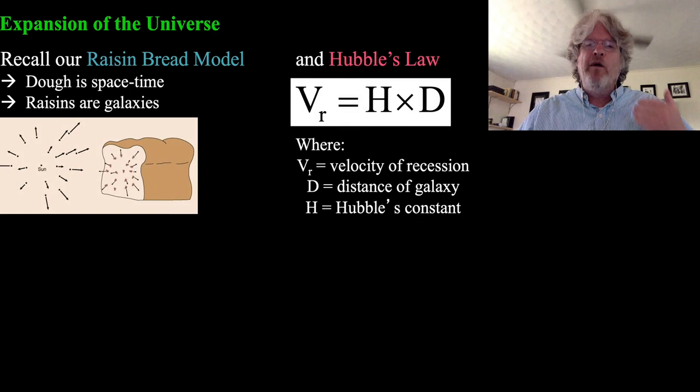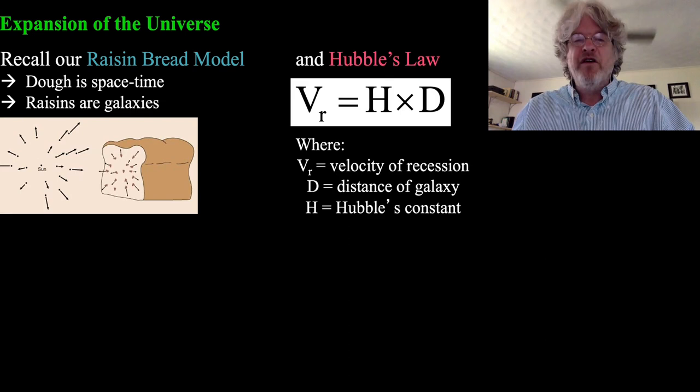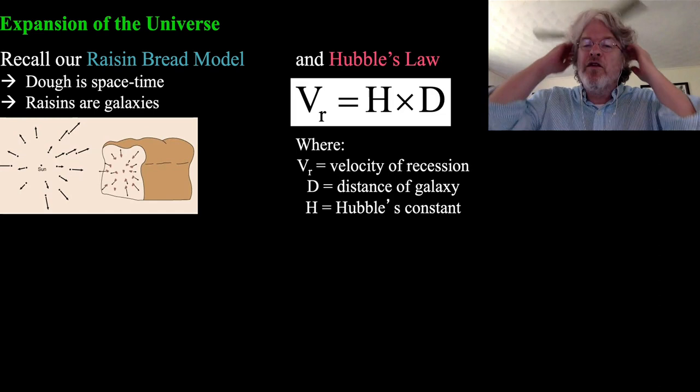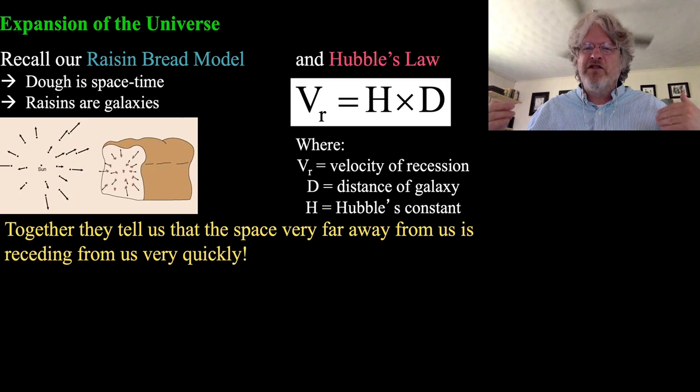And we know that there's this relationship between how far away the galaxy is, the distance d, Hubble's constant, which is the slope of that distance versus velocity line, and the redshift velocity, vr, the recession velocity. We know that relationship just given to us by Hubble's law. And so things that are very far away from us are moving away from us very, very quickly.